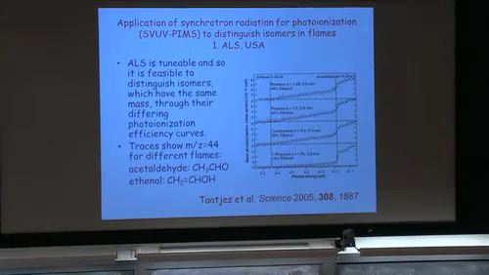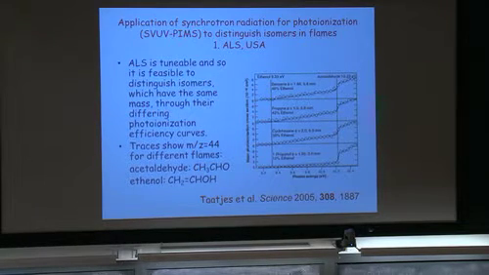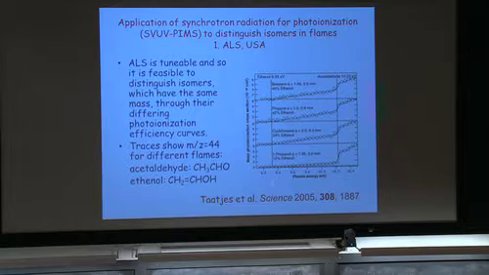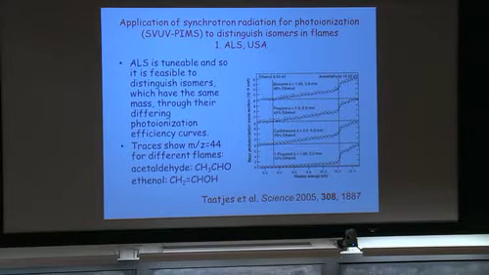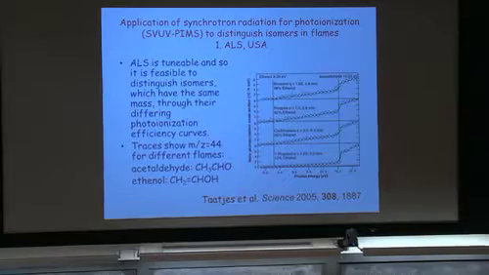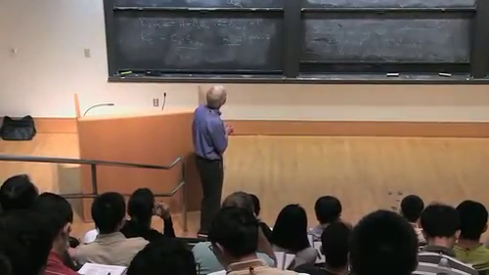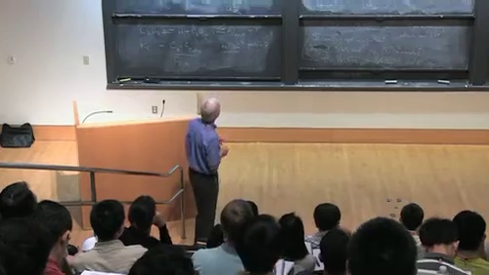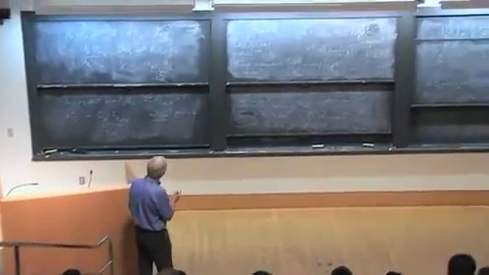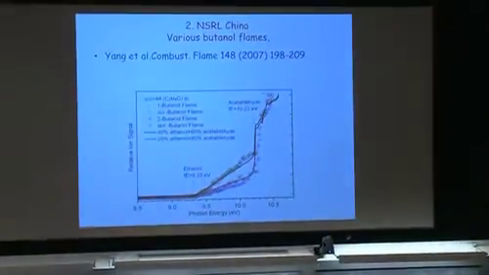And what they can do is calculate what the photoionization energy threshold would look like for ethanol at these experiments. So this demonstrated very clearly that another word for this is vinyl alcohol, is produced in these flames, and it was not previously thought. These are experiments in China, looking at the same species.